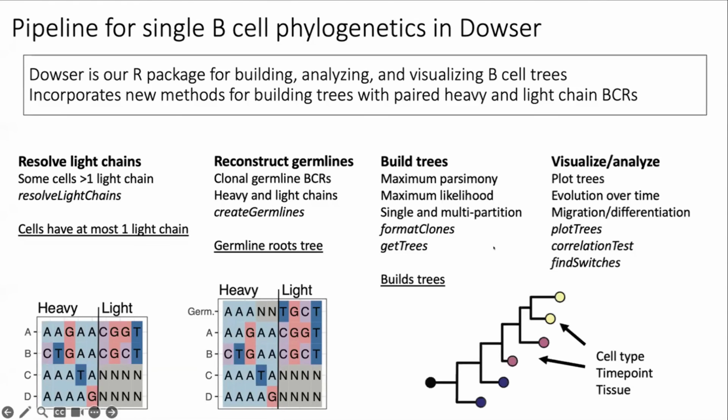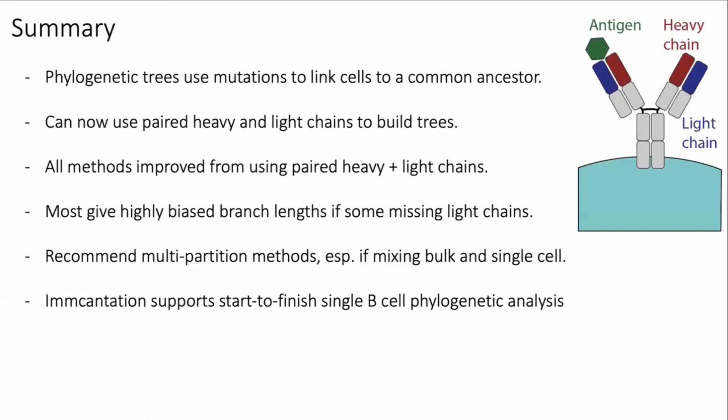We are then able to plot the trees and analyze things like evolution over time, migration and differentiation, and other things, by visualizing this information at the tips and using statistical techniques, which we've also added to Dowser. So just to summarize, phylogenetic trees use mutations to link B cells to a common ancestor. We can now build them with paired heavy and light chains. All methods are improved by using these chains, but some give highly biased branch lengths if some cells are missing light chains. And Immcantation supports start-to-finish single B-cell phylogenetic analysis with both chains.